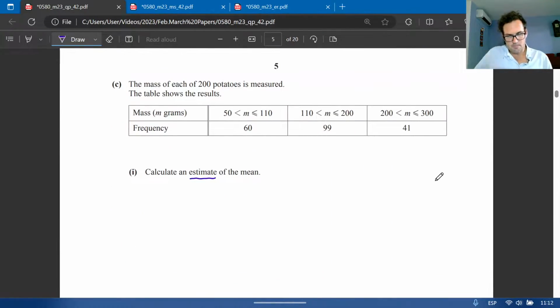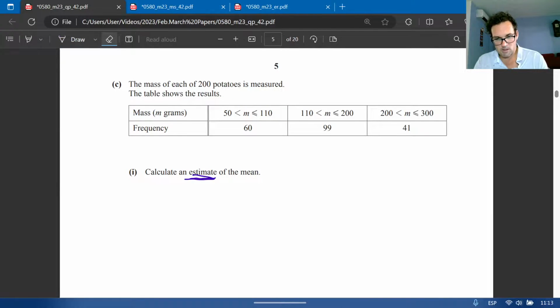So again, we need to basically take all the potatoes, throw them in a big bucket, put it on a scale and see how much all the potatoes weigh all together. Now, we don't know exactly how much each potato weighs. We only know that they weigh in a range of weights. You don't have their exact weight. This is why we can only do an estimate. We can't do an exact mean calculation.